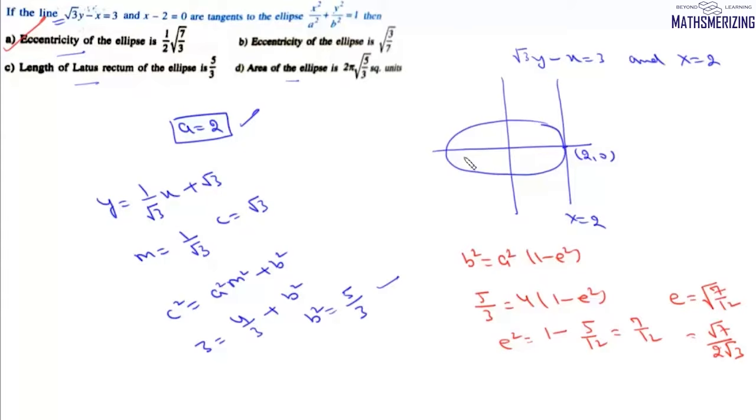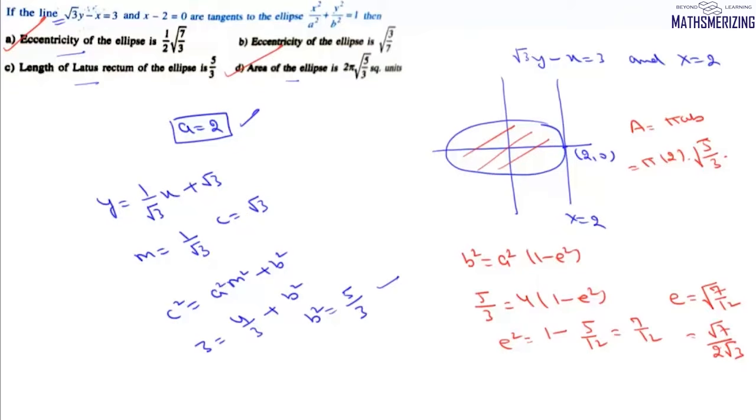We can also write the area of this ellipse. So we know that the area of an ellipse is pi a b. So we have pi, and then what's the value of a? a is 2, and what is the value of b? b is under root of 5 by 3. So the area of this ellipse is 2 pi under root 5 by 3, and that's your option D.